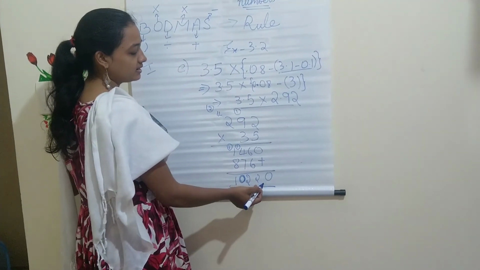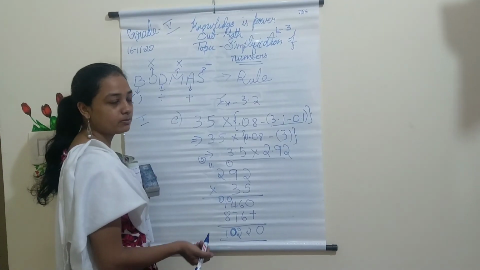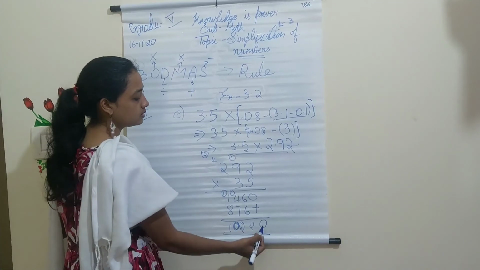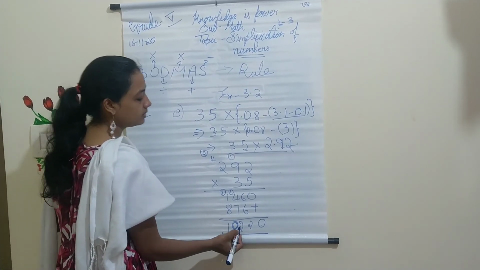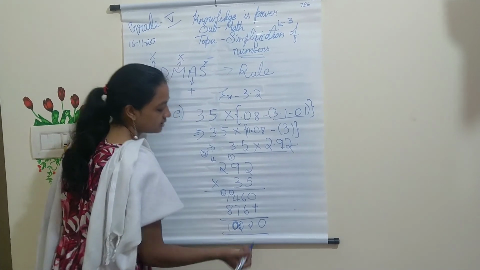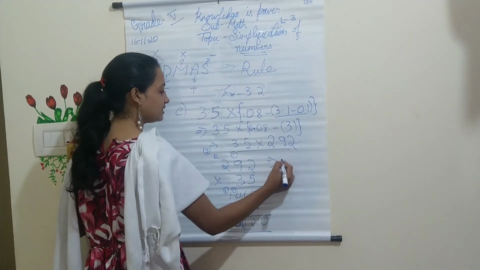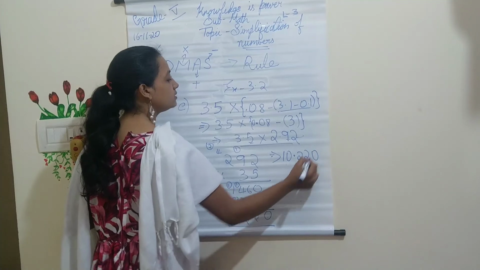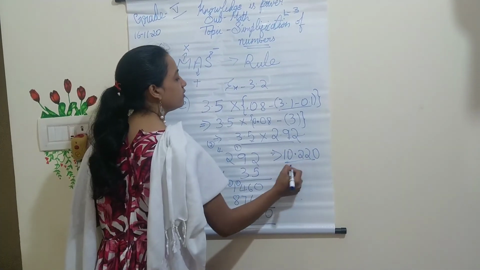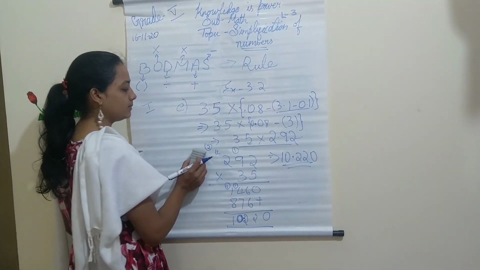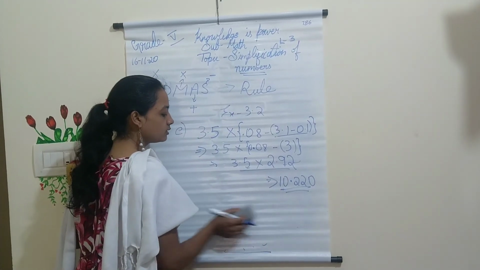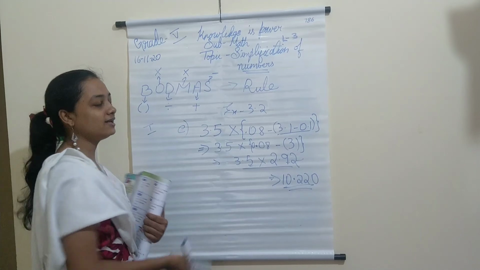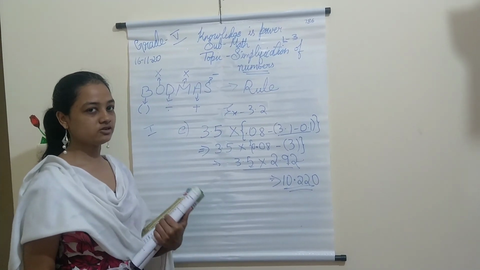So I got the answer, and where should I keep my decimal point? After 1, 2 and 3 numbers. So I should keep my decimal here. So what will be my final answer? 10.220. This is how you solve a decimal number. So I hope you have understood how to solve the equation with the brackets and without the brackets too.